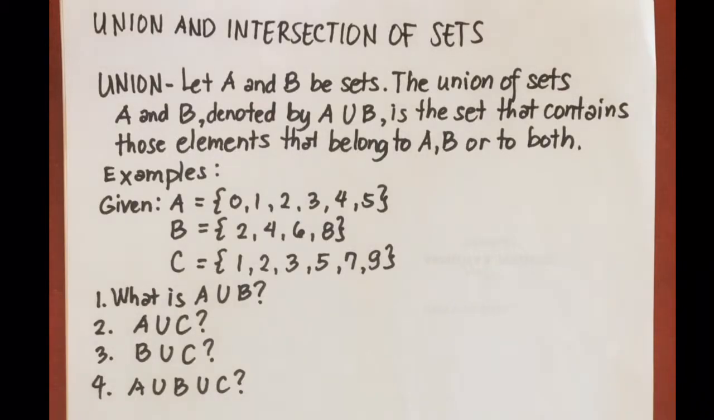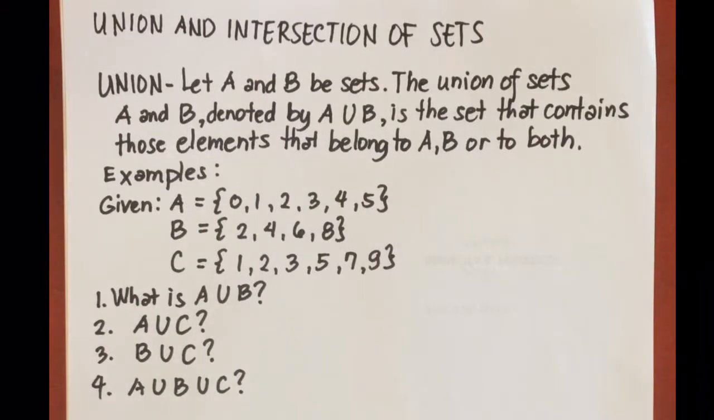So for example, given A equals a set containing 0, 1, 2, 3, 4, 5, and B, 2, 4, 6, and 8, and C, 1, 2, 3, 5, 7, and 9. So what is number 1? What is A union B? 2, A union C, 3, B union C, and 4, A union B union C.